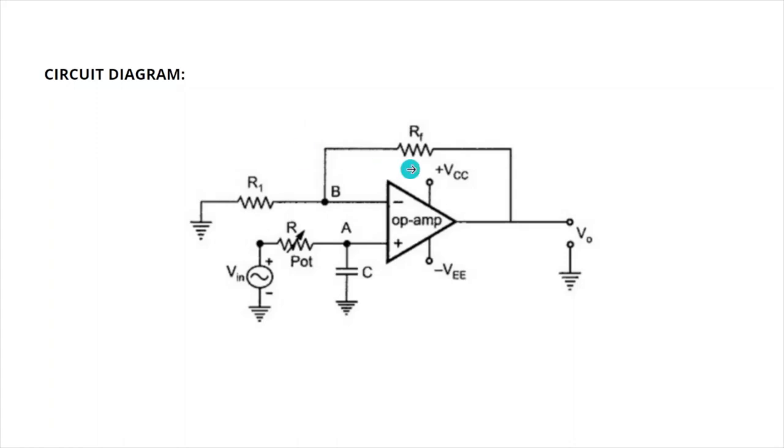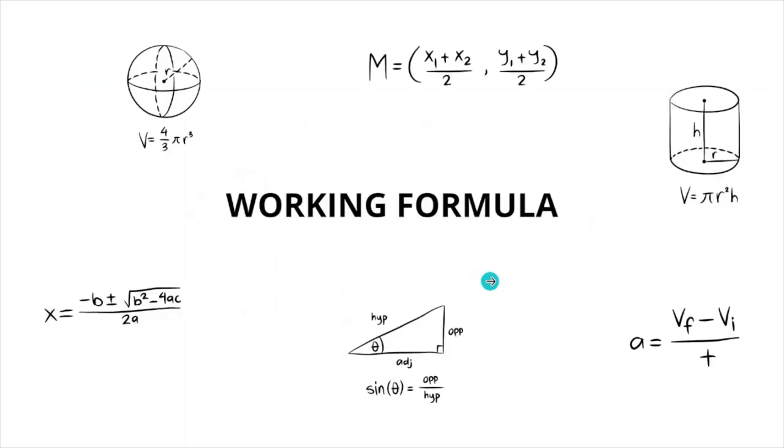Here we have connected plus VCC and minus VEE. Then we have the output, which is represented by VO. One terminal is connected to V out and another is connected to the ground.